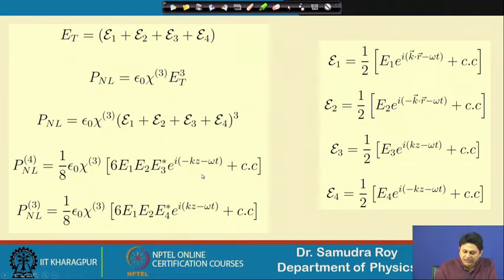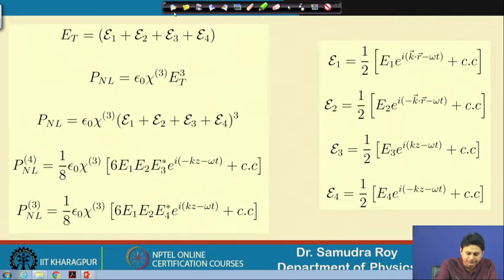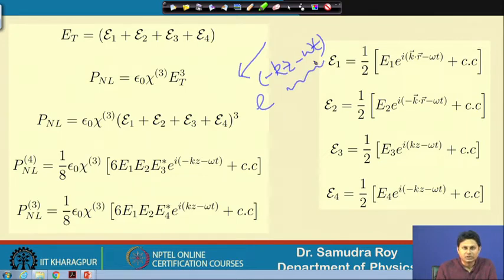we find that E1, E2, E3, E4 is there. So, if I say I want to find out the nonlinear polarization of wave 4, so eventually what I am trying to find out is a phase of the form e to the power of minus kz minus omega t. This is for 4, because we know that the E4 wave is moving in the opposite direction. So, the phase of these things is in this form.